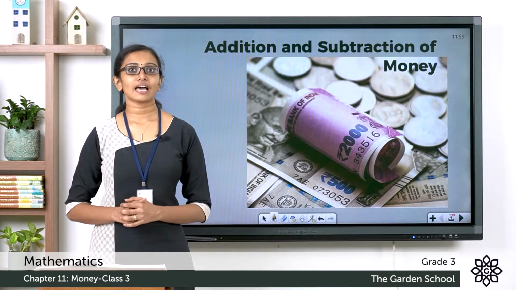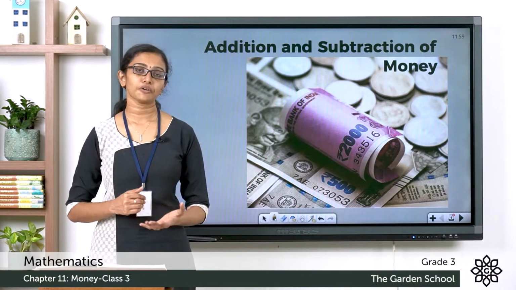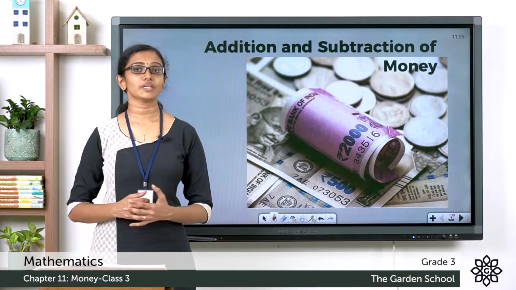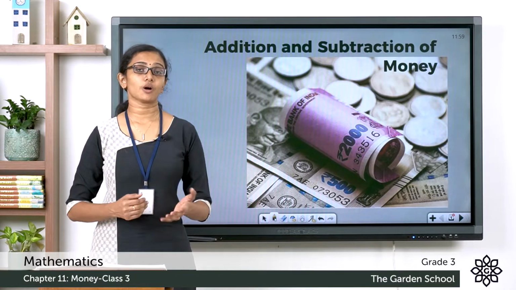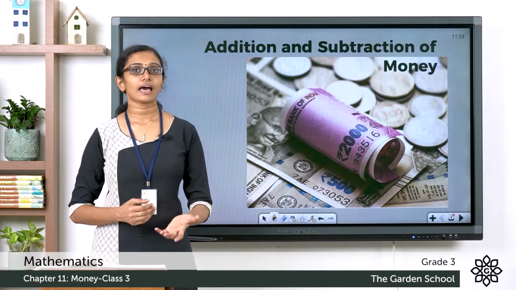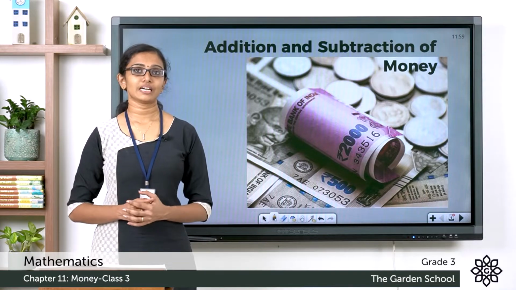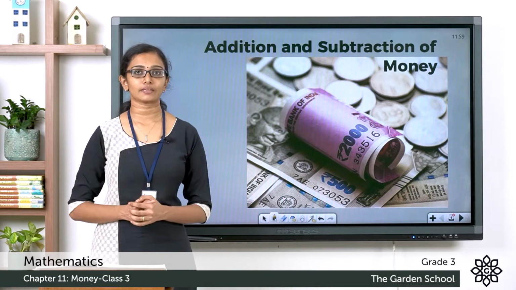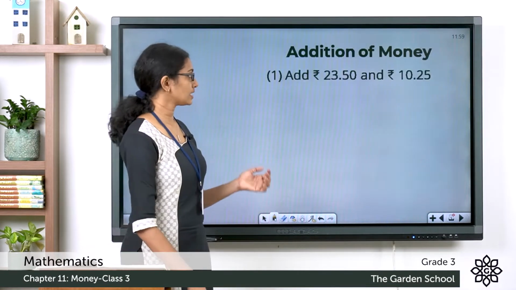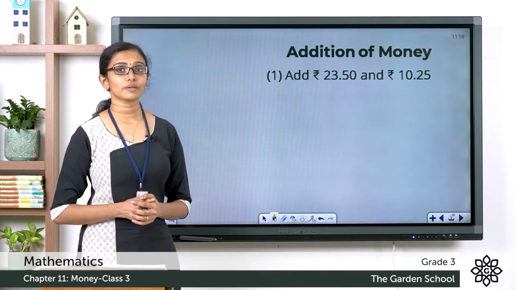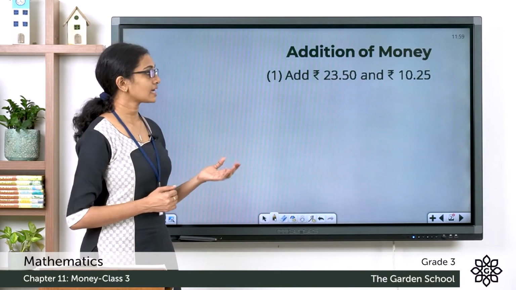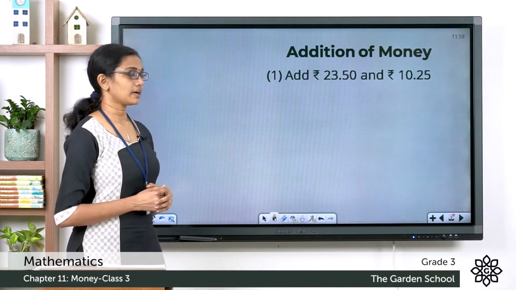So, in the previous class, we started learning about money and we saw how we can express money as a combination of rupee and paise. In this class, we are going to learn how we can add or subtract money. So, here we have a question. Add 23 rupees 50 paise and 10 rupee 25 paise.